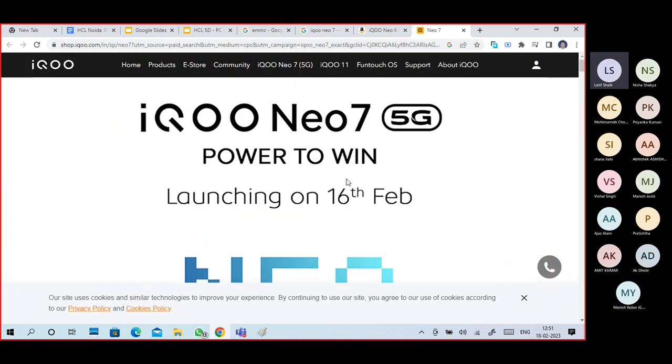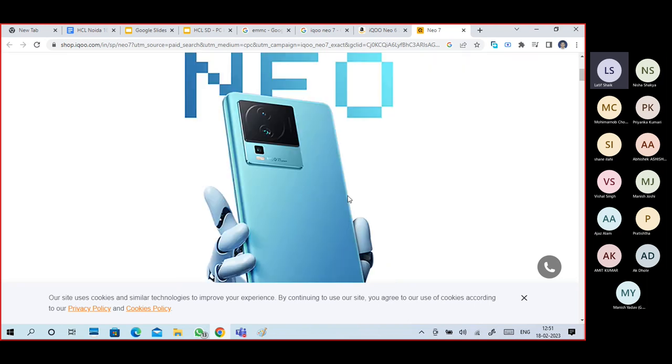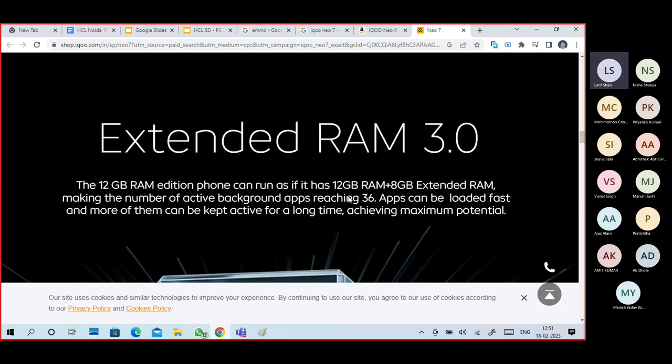So the iQOO changed from Qualcomm Snapdragon to MediaTek.